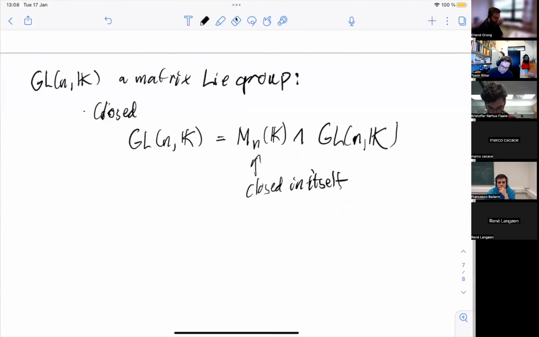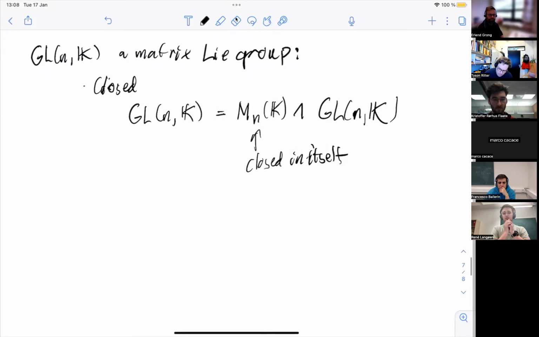There's no way a matrix limit can escape the space if you're including the whole space. And so hence GL_n(K) is closed in itself.